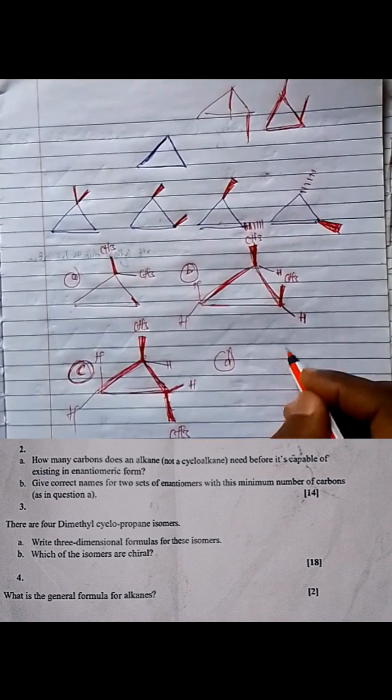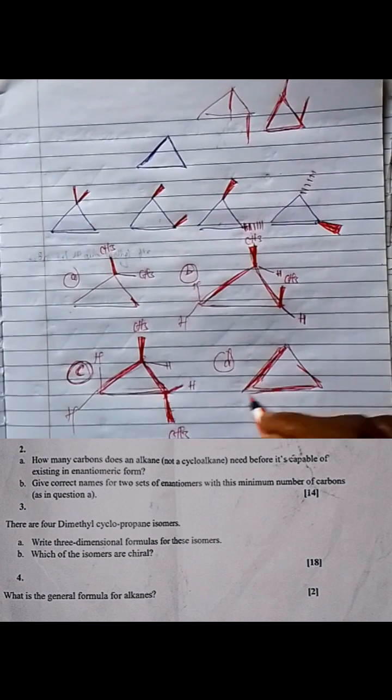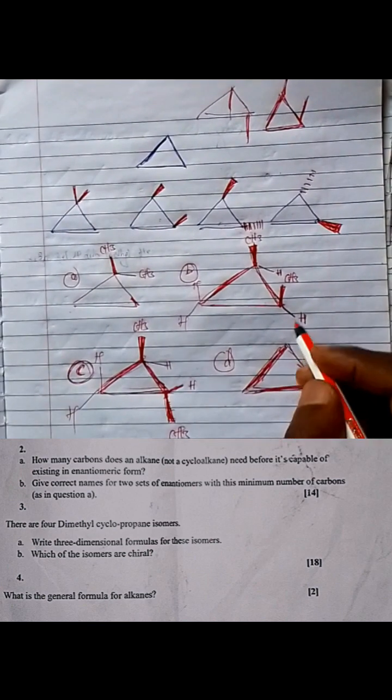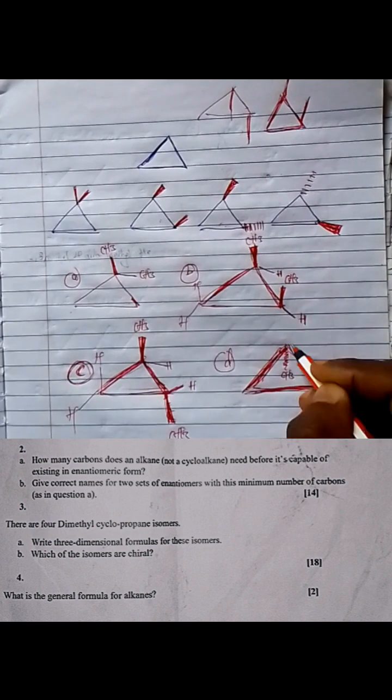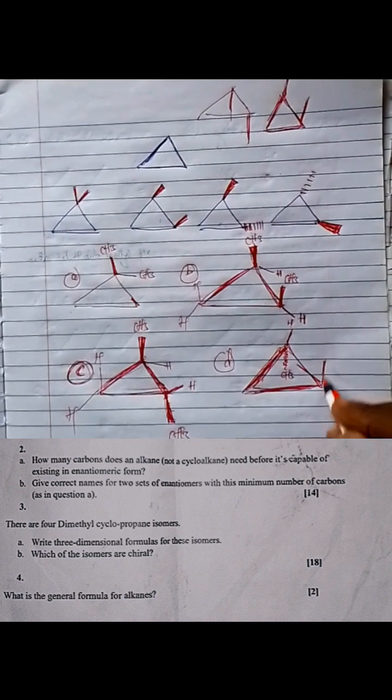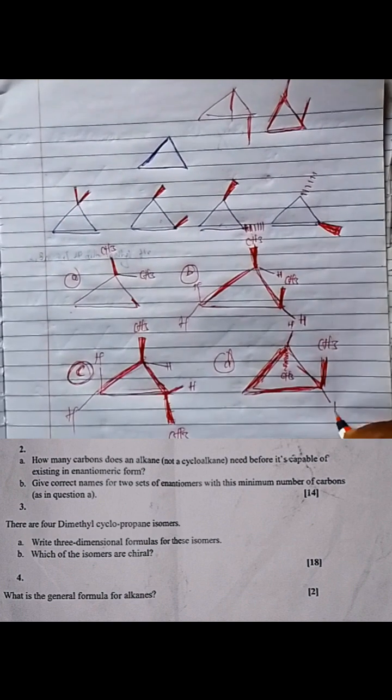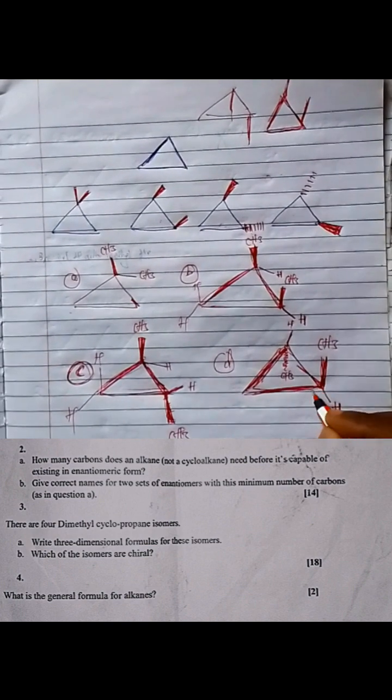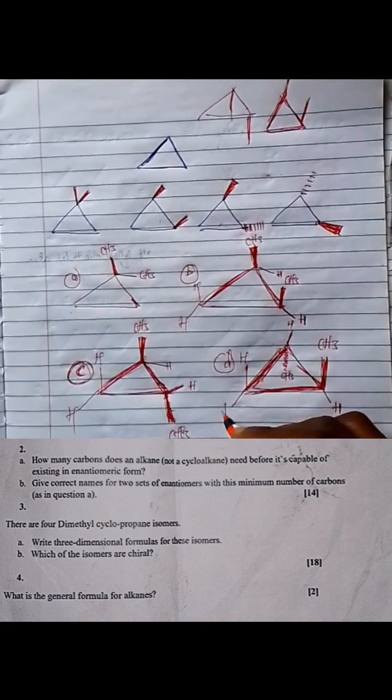So CH3, and then D. Forgive my drawings, they're quite rough. When we look at D, we have one that's coming down, CH3, and then we have a hydrogen there. We have this methyl group, and then we have a hydrogen there. So you've expressed this in a three-dimensional manner just by doing that.